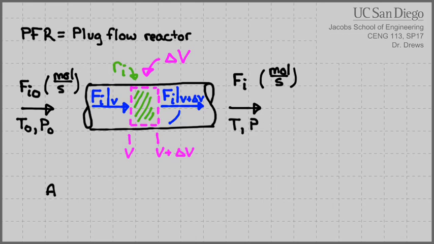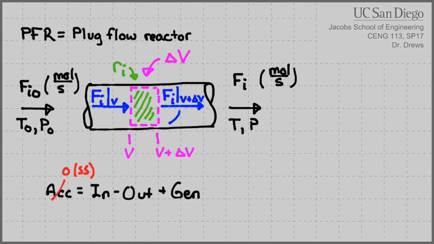Our good friend, the material balance, says that accumulation is in minus out plus generation. Technically, there's a consumption in there, but we're not going to worry about consumption because that's just negative generation. All of the reactors that we're going to deal with will have no accumulation, which means they are running at steady state.